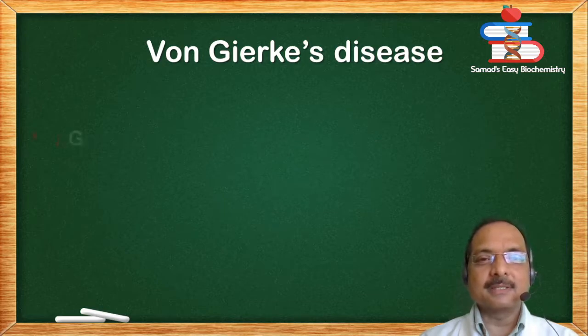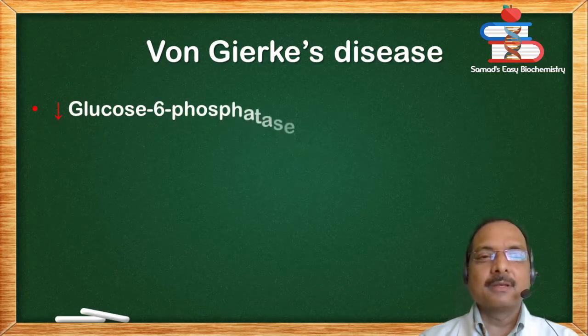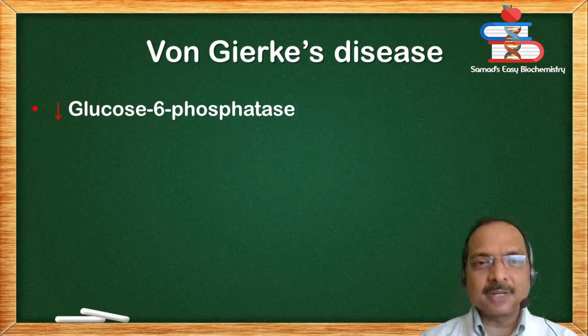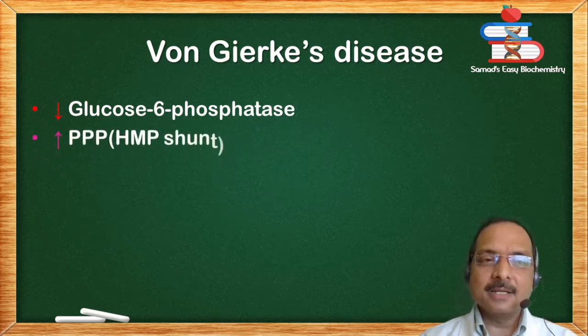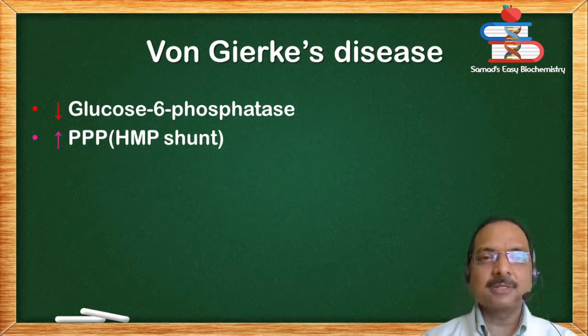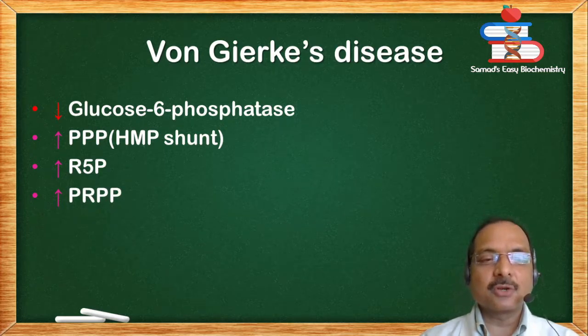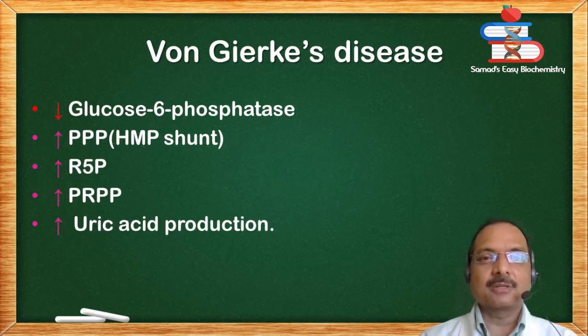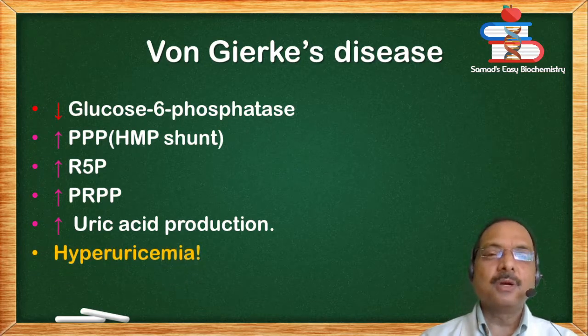Von Gierke's disease. There is decreased activity, or literally absence, of glucose 6-phosphatase enzyme that leads to increased pentose phosphate pathway, or HMP shunt. There is increased formation of ribose 5-phosphate that leads to increased production of PRPP and increased uric acid production, leading to hyperuricemia.